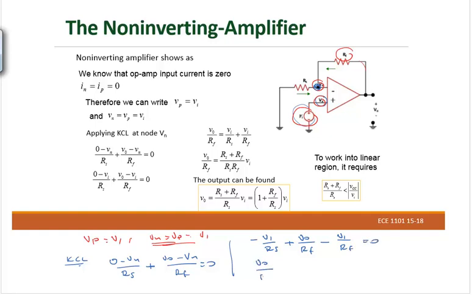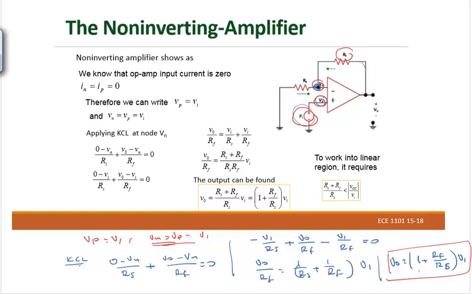From here, V0 divided by Rf will be equal, negative negative is going to be positive, 1 over Rs plus 1 over Rf, V1. And if I put the Rf on the other side, I'm going to have V0 will be equal to 1 plus Rf divided by Rs times V1. So this is the equation we have. Then the output again depends on the gain right there. Gain is this one here, and positive 2. That's why they call this one non-inverting basically.